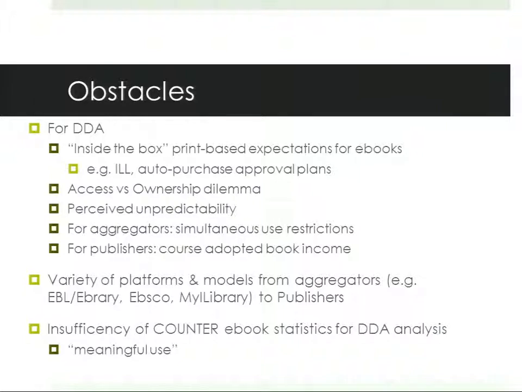For aggregators, the big obstacle still for ebooks and demand-driven acquisitions is simultaneous use restrictions. Sort of the flip side of that is that for publishers, course-adopted book income, so books that in the print times would have been bought by a lot of different libraries, if you make that available without simultaneous use restrictions, you have one sale instead of 20 or 50 sales. And somehow demand-driven acquisitions needs to address that, but hopefully it doesn't have to be only through saying, well, we're going to guess that this set of books might be course adopted, so we're going to limit the use to a level that then causes our users issues.